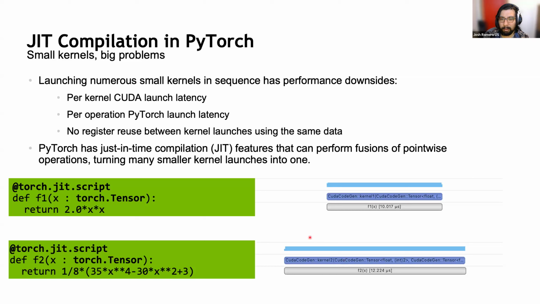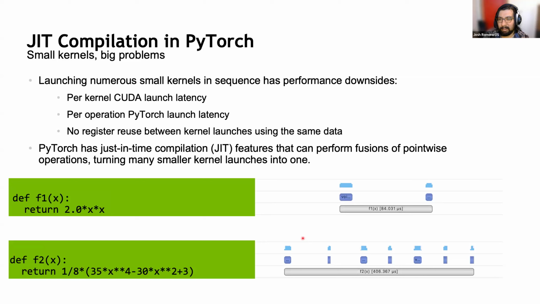And the key point is, sorry, I'm moving this Zoom share bar out of the way so I can see. You can see that this upper function took 10 microseconds to run. This bottom function took 12 microseconds to run. If we look at the previous slide, the top one took 84 microseconds to run, and this bottom one took 406 microseconds to run. So that's a pretty significant speedup just for these 2 functions.